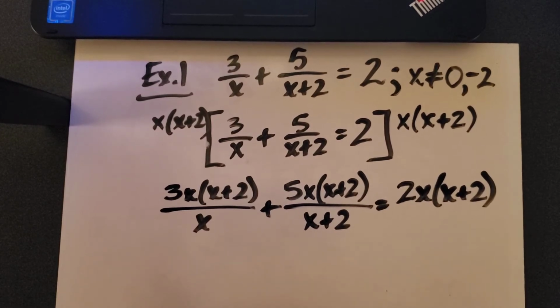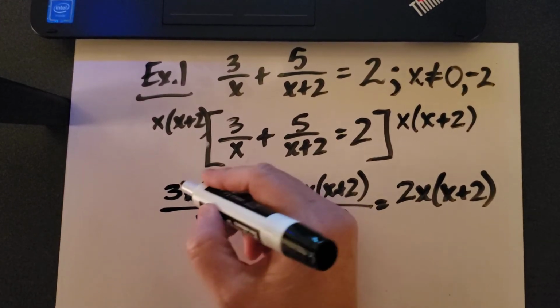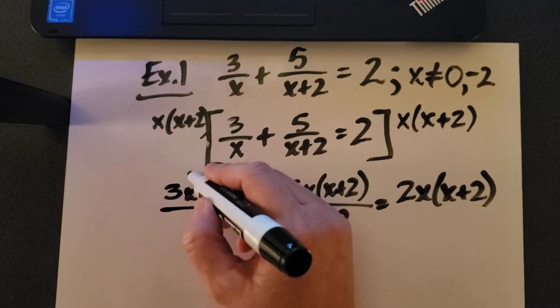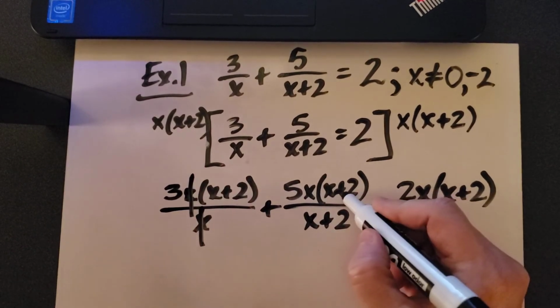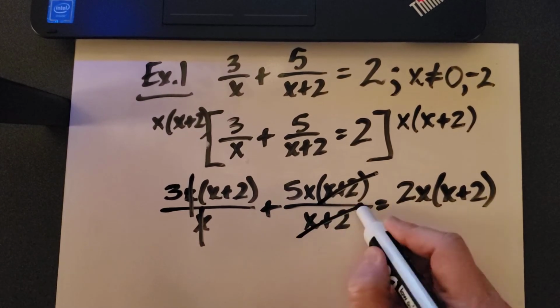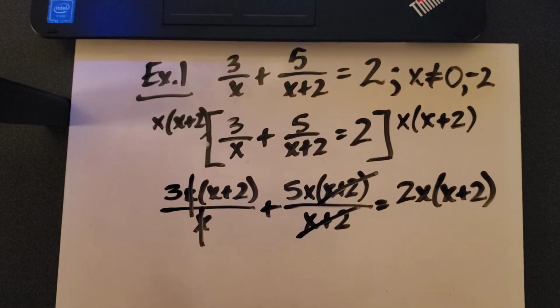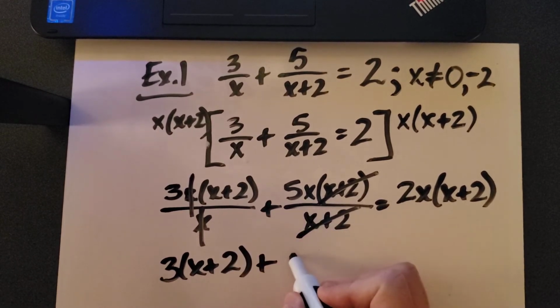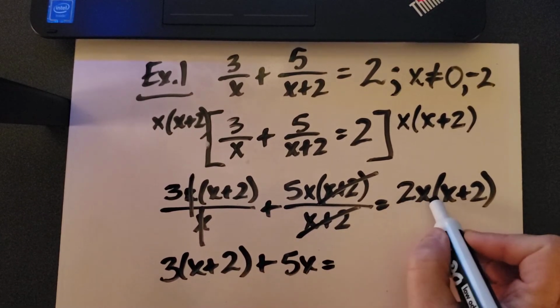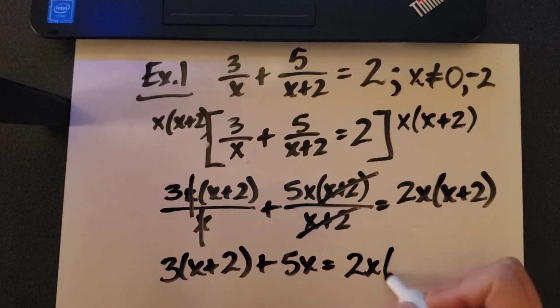This is what's going to allow us to eliminate all the denominators. This denominator of x cancels out because there is now an x on top. So the x's go away on the top and bottom. There's an x plus 2 on top here and an x plus 2 on the bottom here. Okay, so those eliminate as well. And that leaves us with 3 times x plus 2 plus 5x is equal to 2x times x plus 2.